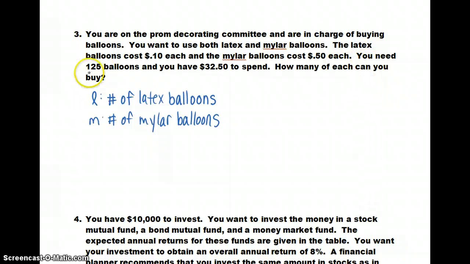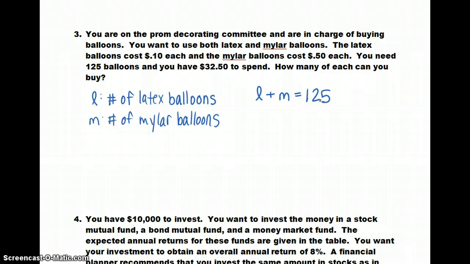It says that I need 125 balloons. So that means the number of latex balloons plus the number of mylar balloons has to equal 125. So my first equation is simply L plus M equals 125.